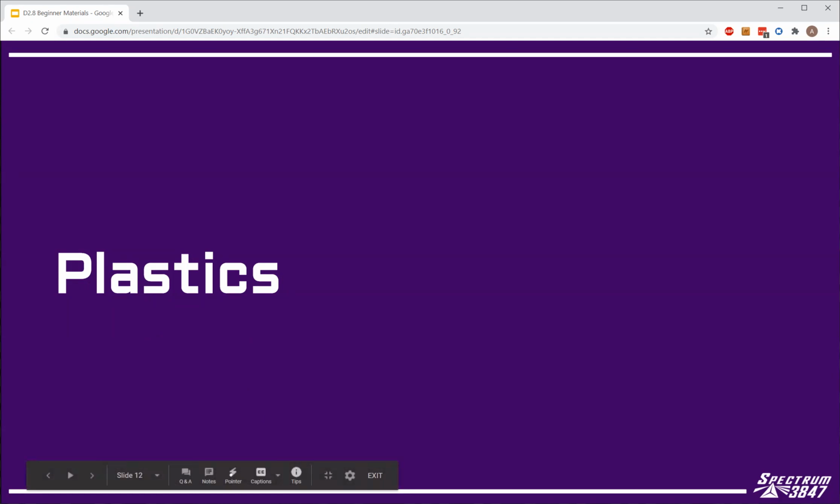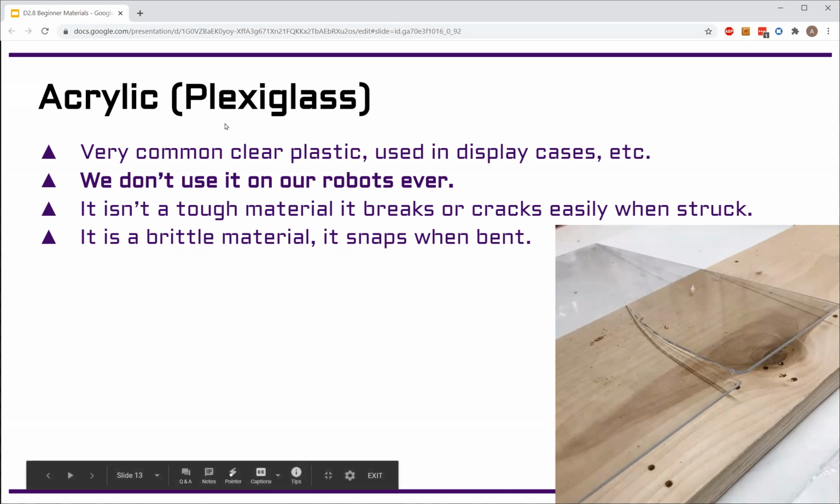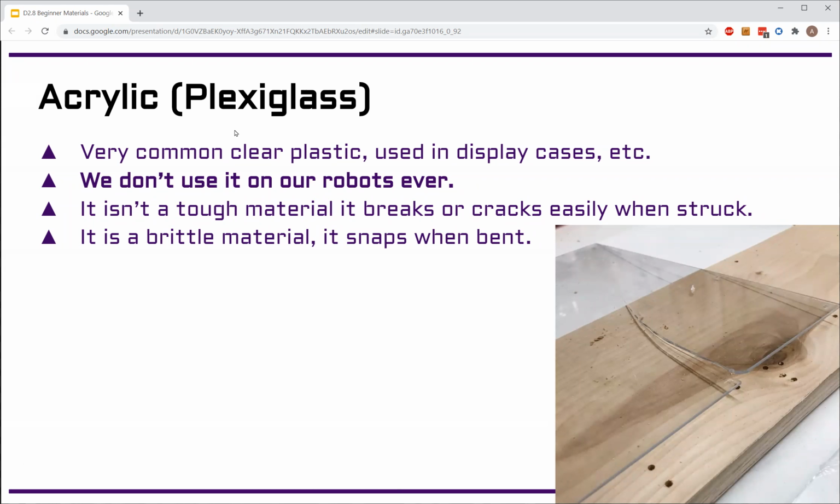All right, so a couple of the plastics that we use. Actually, first, a plastic that we don't use. This is probably one of the most useful things to understand that's not super common knowledge if you haven't been building robots or doing any other hobby specifically with plastic before: the difference between acrylic or plexiglass. Acrylic and plexiglass are the same thing. And the plastic we actually use is called polycarbonate or Lexan, which we're going to talk about on the next slide.